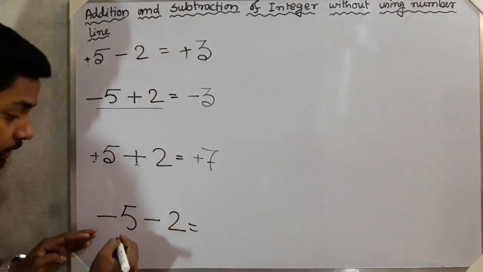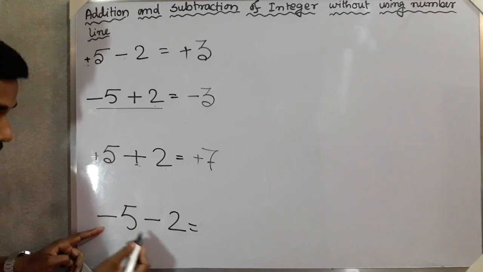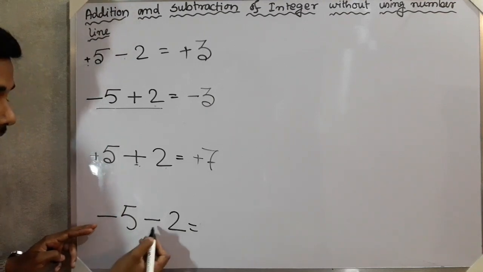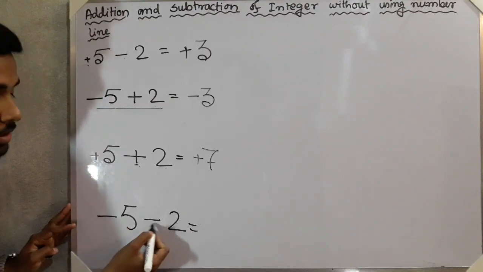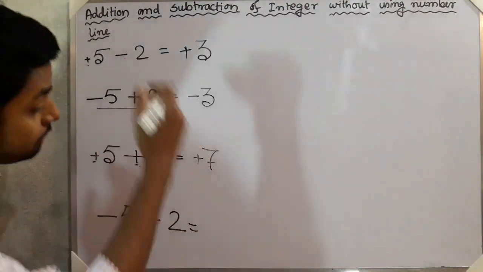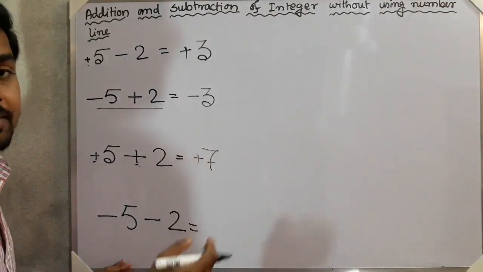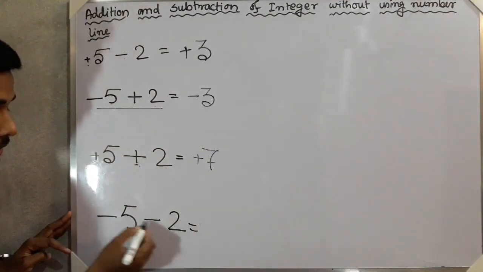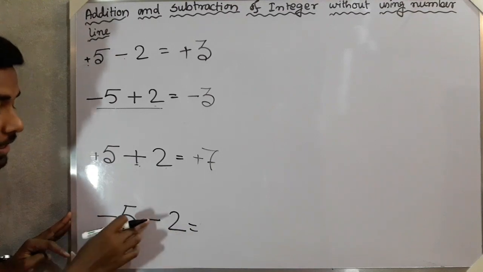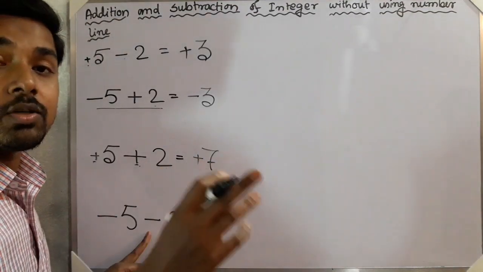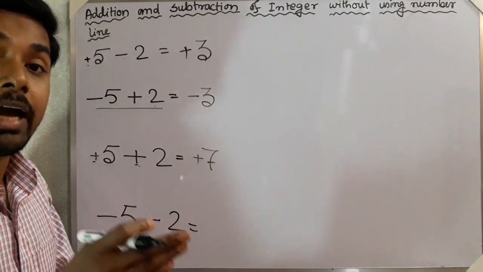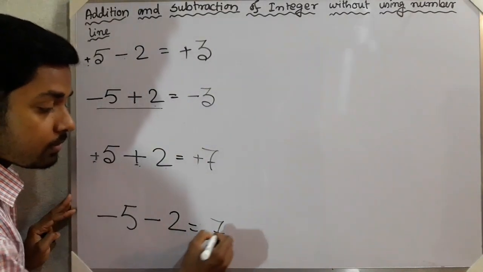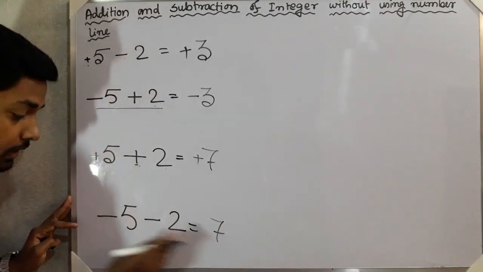Now here you can see both of the numbers are having a minus sign in front of them. Here also minus, here also minus. So what do I have to do? Same thing as we have done in the previous questions. We have to multiply the symbols first. So minus into minus equals what? Minus into minus is plus. That means we have to do plus. So 5 plus 2 equals what? 7.